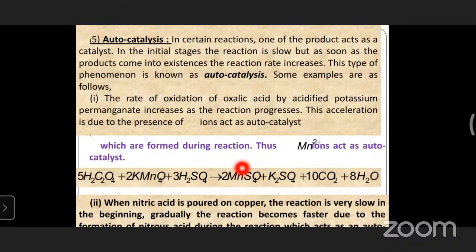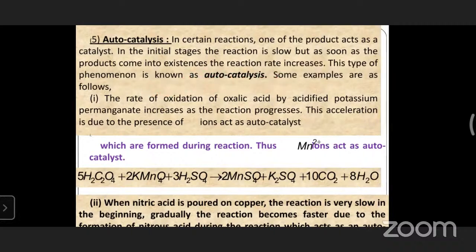Such a catalysis process is called autocatalysis. The definition: in certain reactions, one of the products acts as a catalyst. That is manganese, Mn+2 here. In the initial stages, the reaction is slow, because the catalyst is not taken initially. But slowly the rate of reaction increases, as soon as the products come into existence. This type of phenomenon is known as autocatalysis.